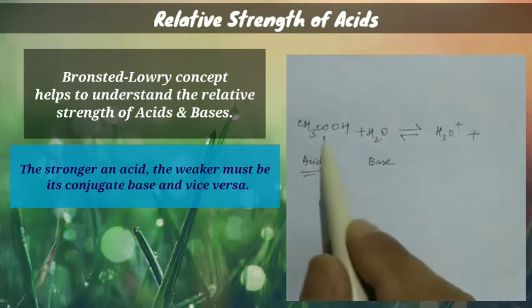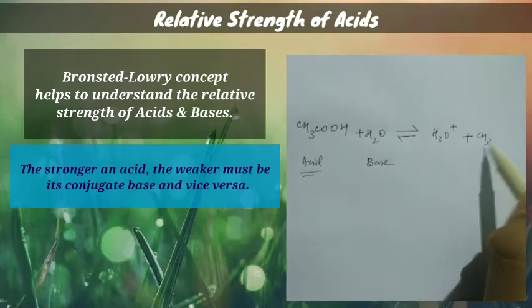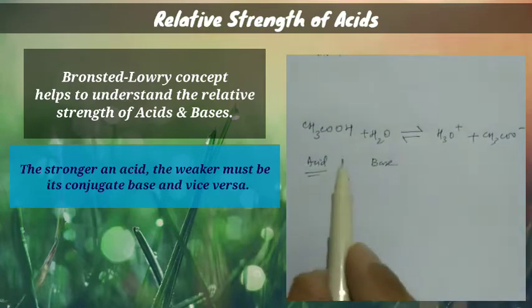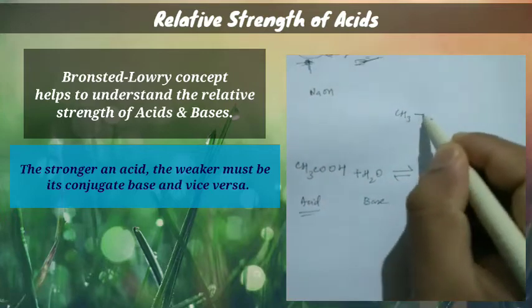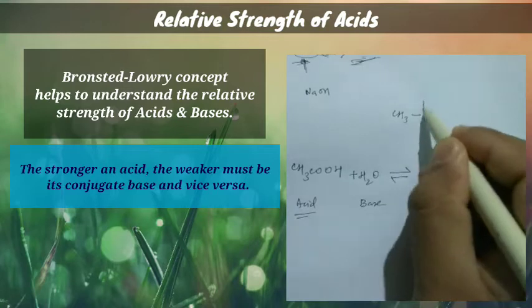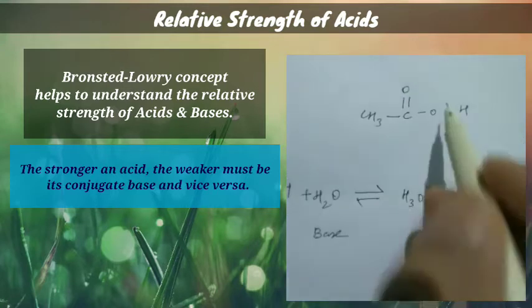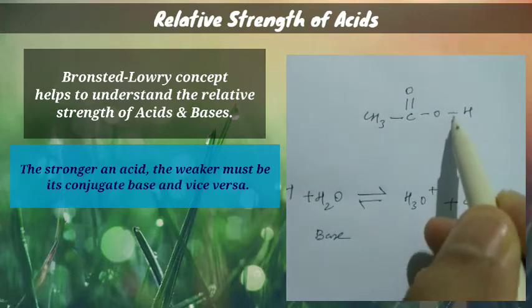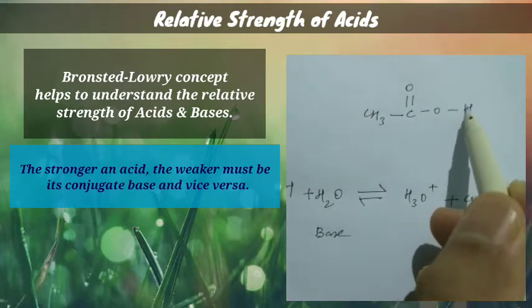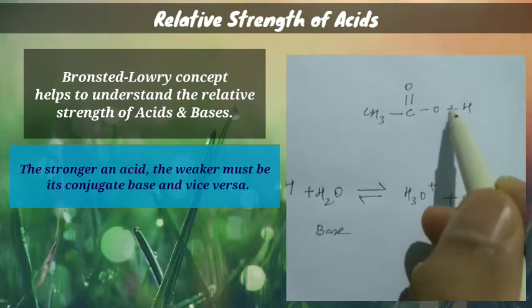Plus the remaining part will be CH3COO negative, understand. The structure of this is like this, CH3COOH. Since the electronegativity of O is higher than that of hydrogen, two electrons are there in one bond, this covalent bond. One electron comes from here and one electron comes from here, so they share these two electrons to form this covalent bond.